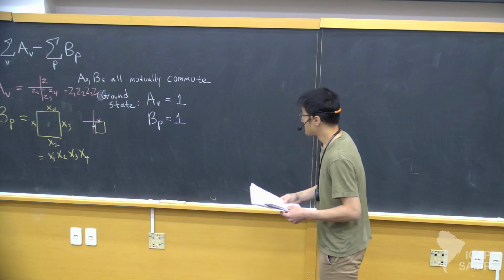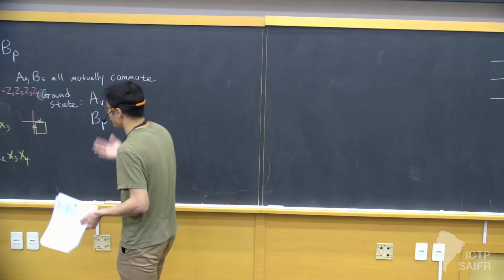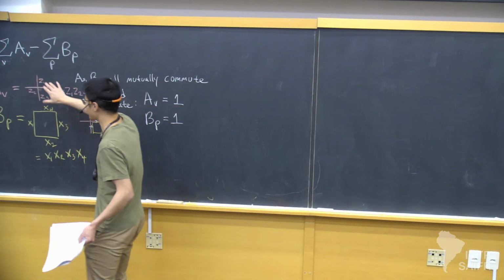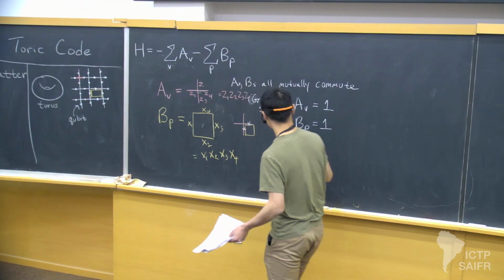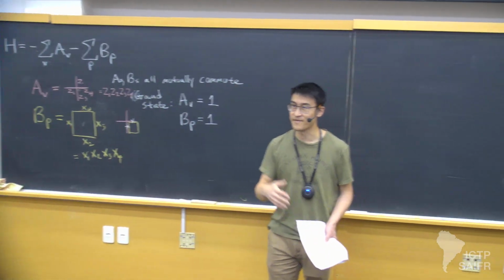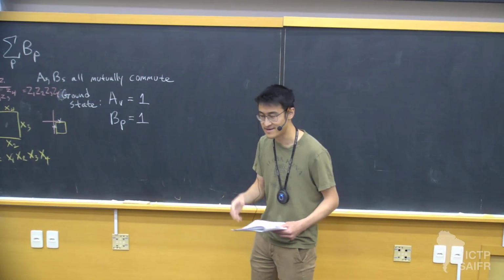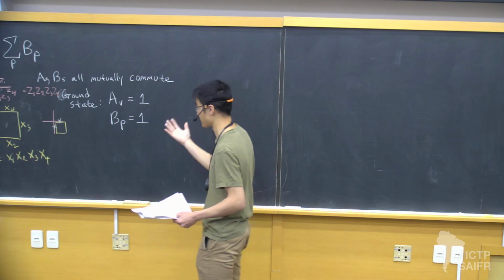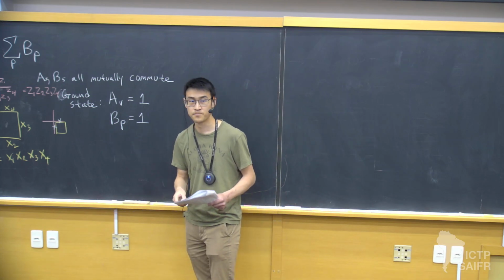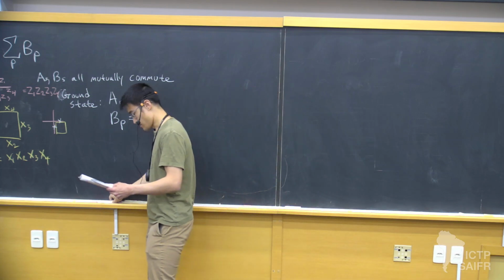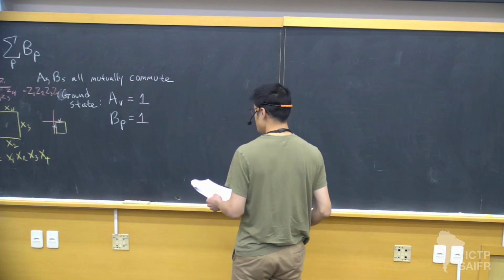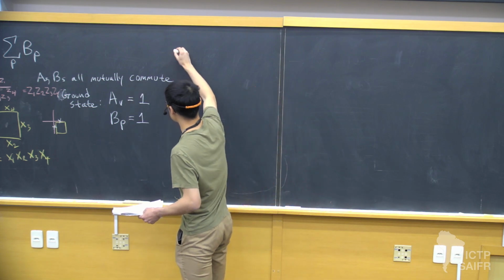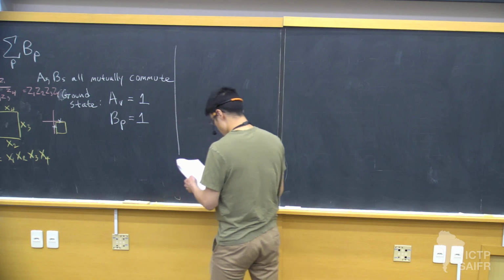Okay, so the ground state is simply specified by all these operators taking value 1, which sounds very simple in terms of operators, but we would like a better understanding of it in terms of wave functions as well, right? So let's see what this means at the level of a wave function.